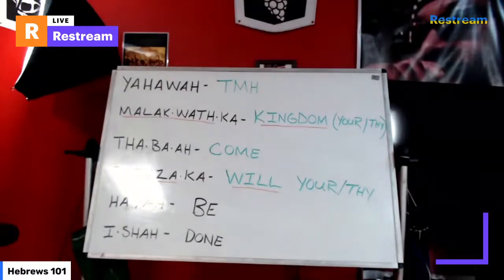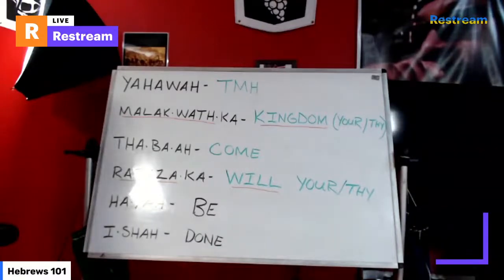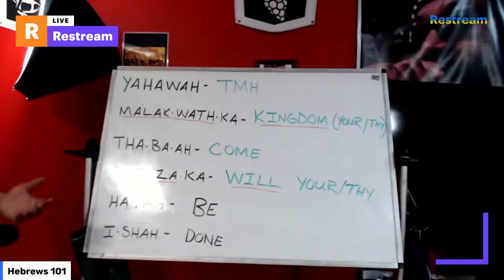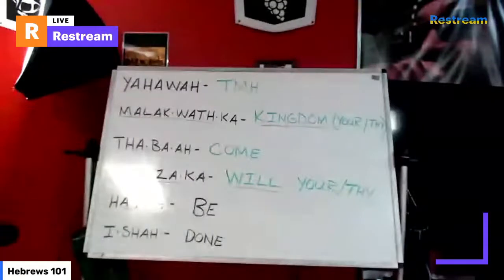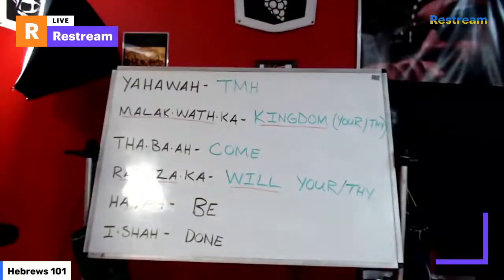Malachwaka, Taba'a, Ratazaka, or Rotazaka, all right? However your dialect falls, whether you be Judah or Benjamin. All right. Then Hayah, then Aisha. Okay, again, Yahweh, Malachwaka, Taba'a, Ratazaka, Hayah. All right. Excellent.